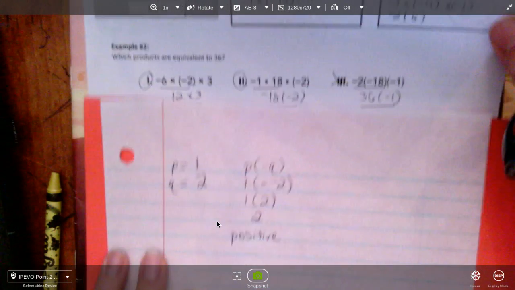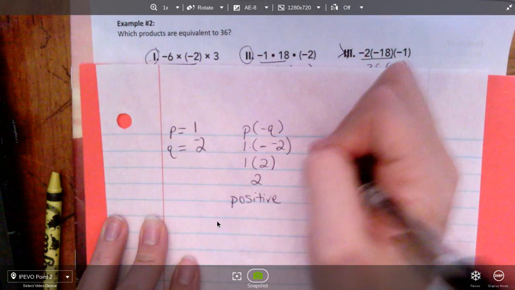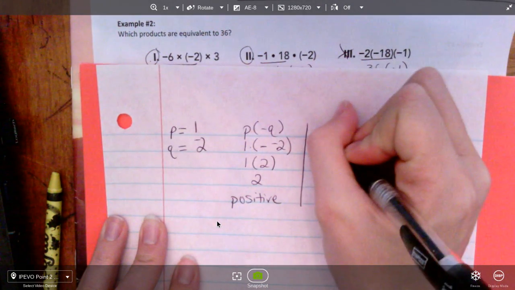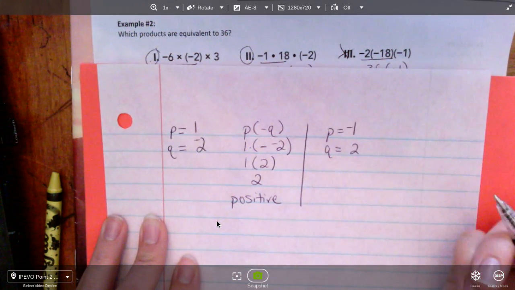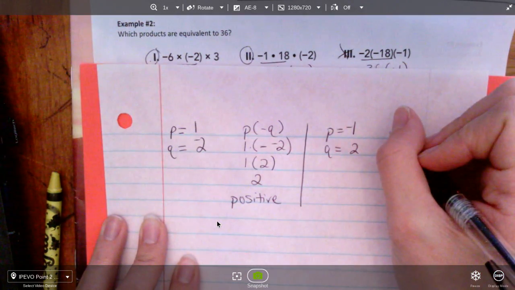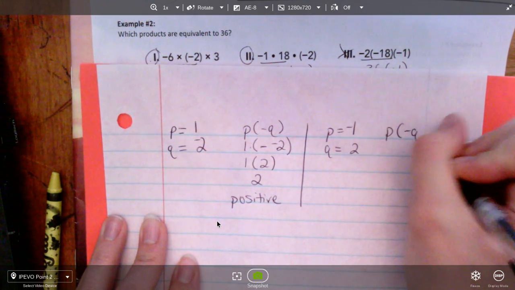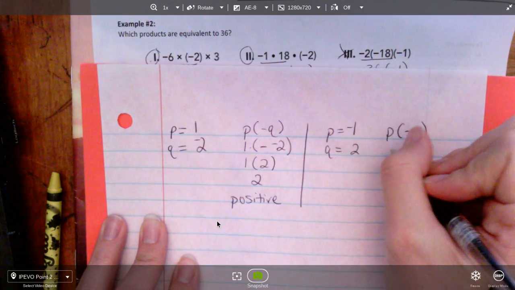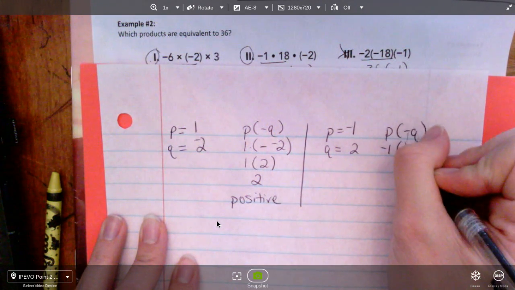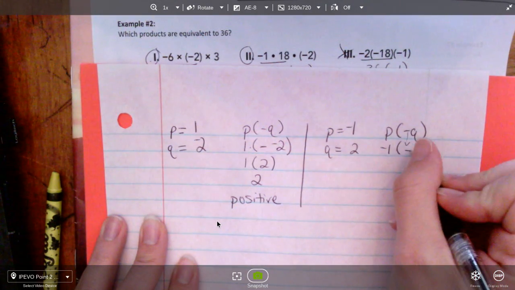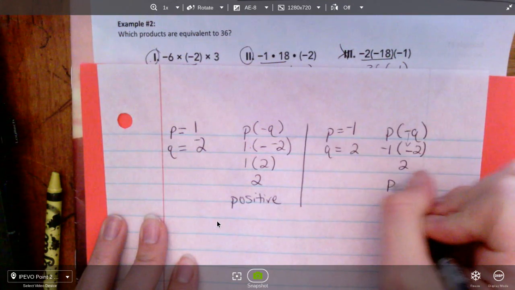I also could show you if I flip-flopped it, if I had P equals negative 1 and Q equals 2, I would still get a positive because when P equals P times negative Q, P is going to be negative 1, and then Q, I have to again bring this negative sign down, so this becomes negative 2. Negative times a negative, again, gives me a positive.